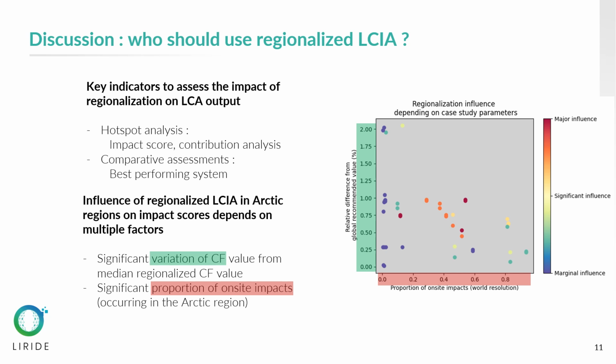From this figure, we can see threshold values above which regionalized impact assessment will significantly affect life cycle assessment results, with approximately 75% on characterization factor variation axis and 30% on impact proportion axis. Those elements can be assessed after the inventory is modeled. So, a procedure could be implemented after the inventory modeling step to assess the relevance of life cycle impact assessment regionalization in your projects.